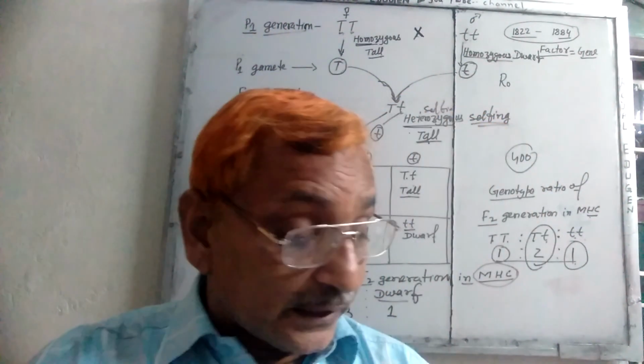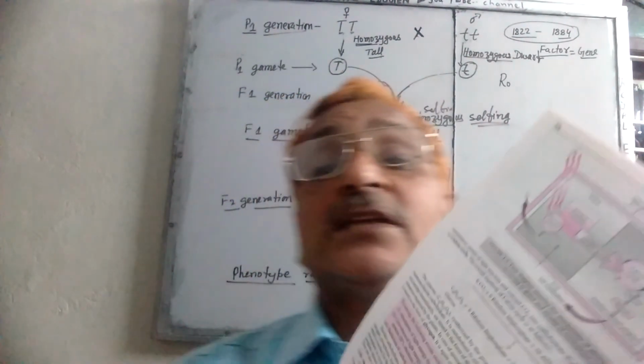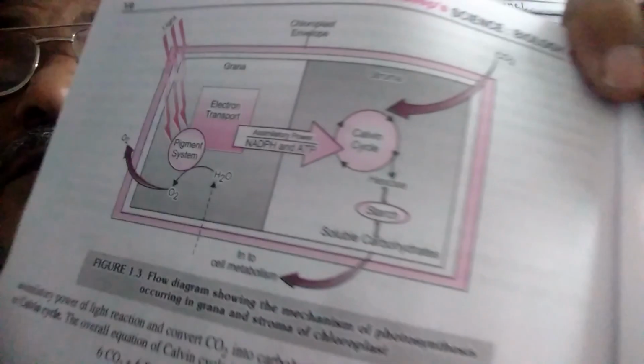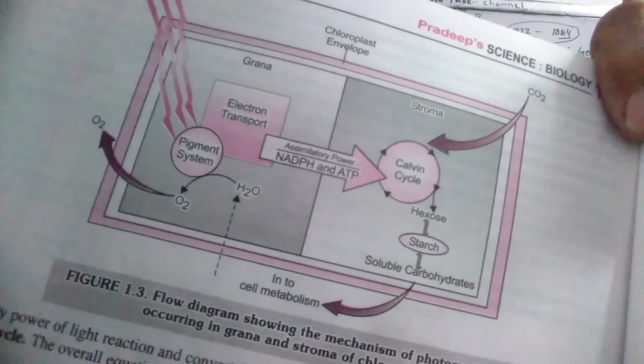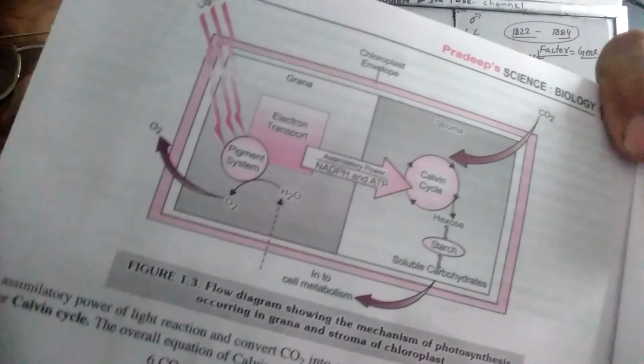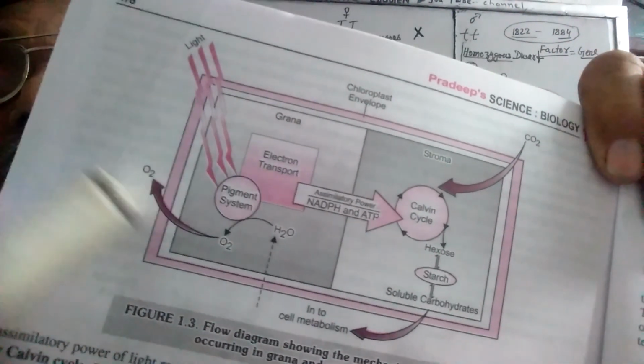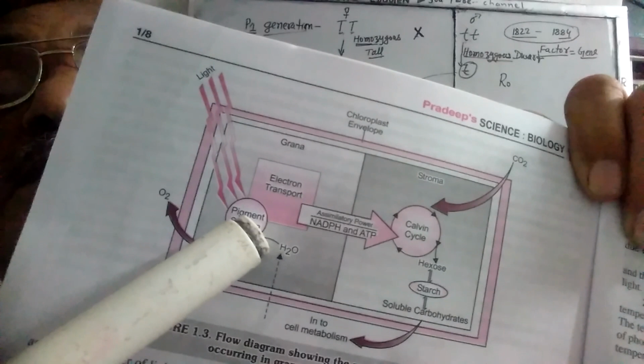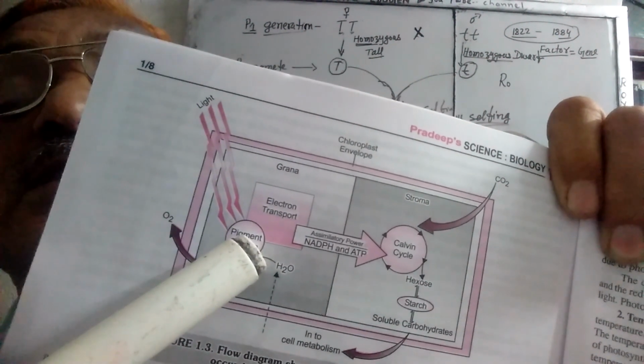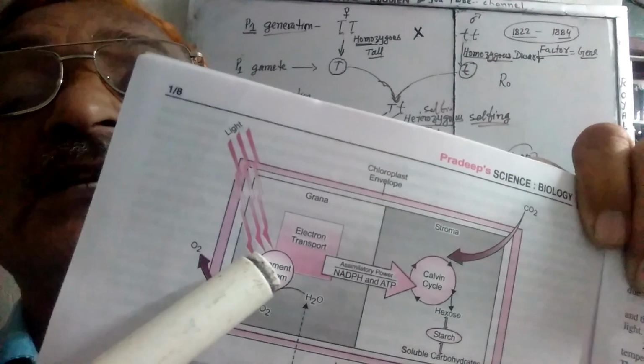So in the light reaction and dark reaction model, what is happening in the light reaction? In the light reaction, photolysis is taking place. You can observe here that water is splitting into oxygen and hydrogen. Hydrogen is accepted by NADPH2. So NADPH2 formation, ATP synthesis and evolution of oxygen take place in the light reaction.